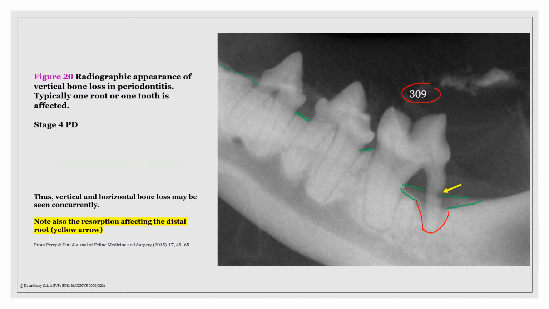We also have a tooth resorption occurring. You can see the yellow arrow here. We have a tooth resorption occurring in this area here, and that isn't a typical tooth resorption. It's more related to periodontal disease. So this is an inflammatory tooth resorption associated with periodontal disease.